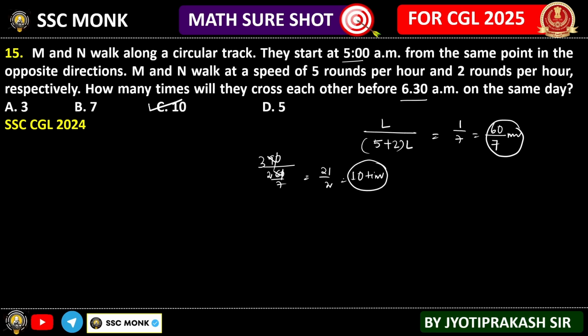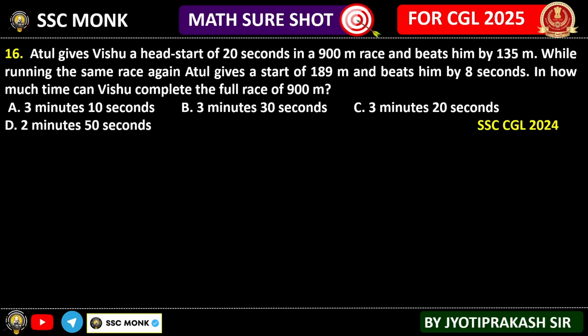Done? Next. Atul gives Vishu a head start of 20 seconds in a 900 meter race and beats him by 135 meter. While running the same race again, Atul gives a start of 189 meter and beats him by 8 seconds. In how much time can Vishu complete the full race of 900 meter?